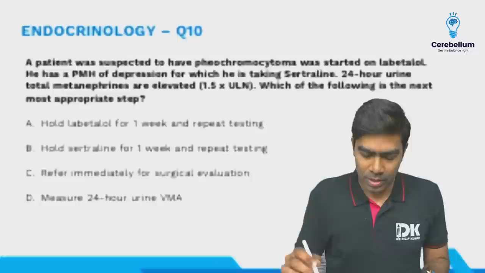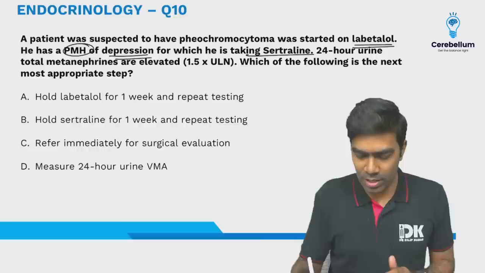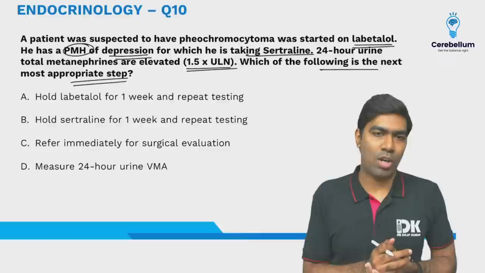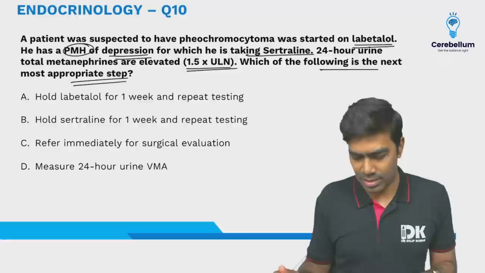Coming to the next question. Question number 10. A patient was suspected to have pheochromocytoma. Was started on labetalol. He has a past medical history of depression, for which he is taking sertraline. 24-hour urine total metanephrines are elevated to 1.5 times the upper limit of normal. Which of the following is the next most appropriate step? This is a little tough question, I agree. Hold labetalol for 1 week and repeat testing, hold sertraline for 1 week and repeat testing, refer immediately for surgical evaluation, or measure 24-hour urine vanillylmandelic acid, 24-hour urine VMA.